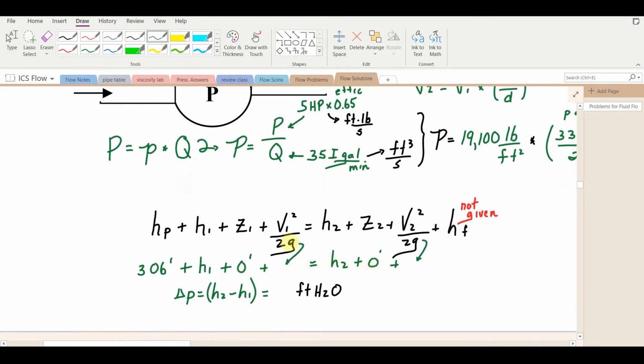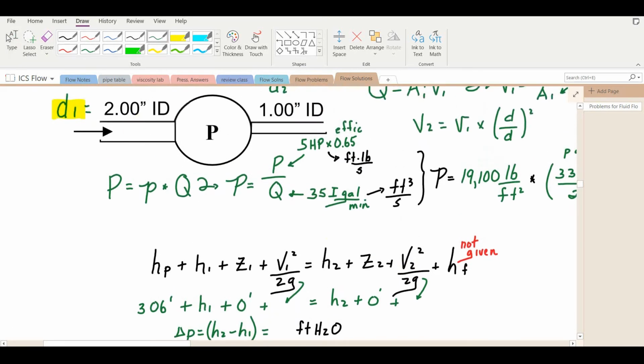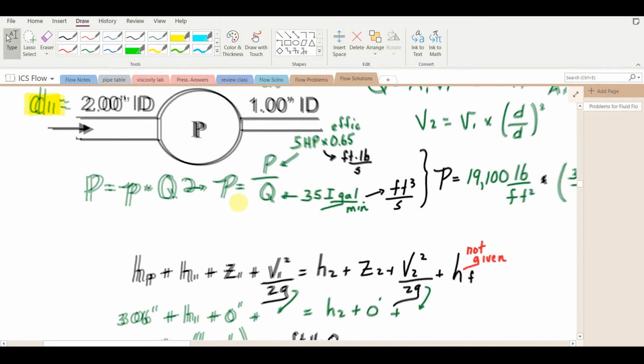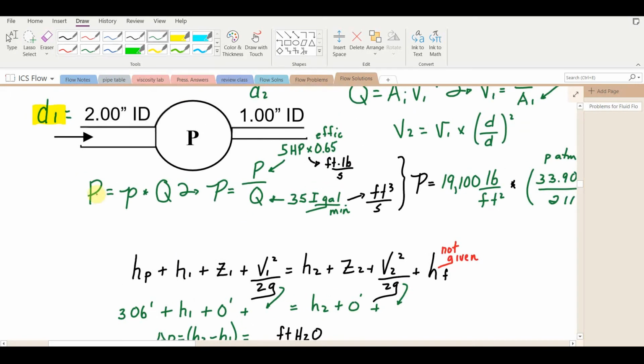We'll need these velocity terms, which we should be able to get because we're given the flow rate and we have the diameters of the pipe sizes. We can get that. And we just need to calculate the pressure of the pump then and collect our terms. Let's start with the pressure of the pump. So recall that power is pressure times flow. We want pressure. So pressure is power over flow.